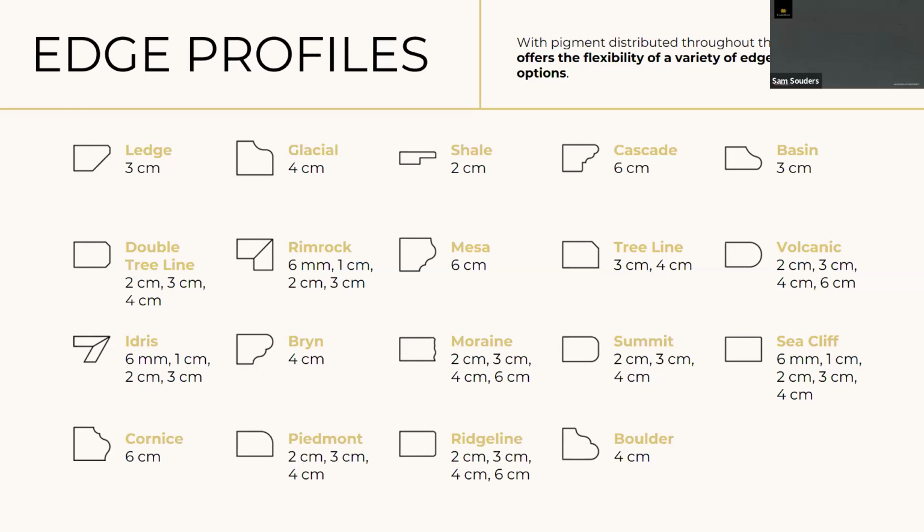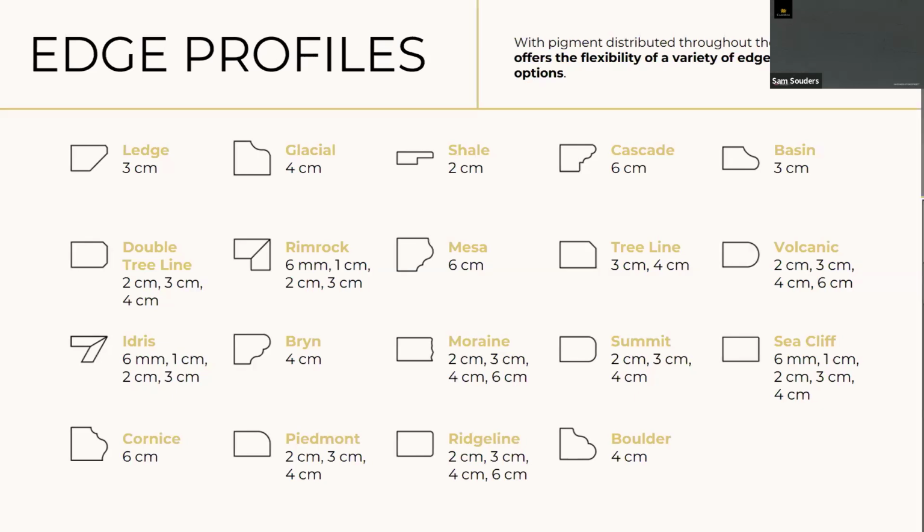Some other things to consider: what is the right edge profile? And consider the occupant of the space. Would a sharp edge or a corner pose a risk to someone small?